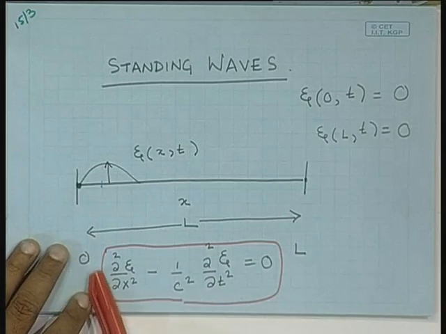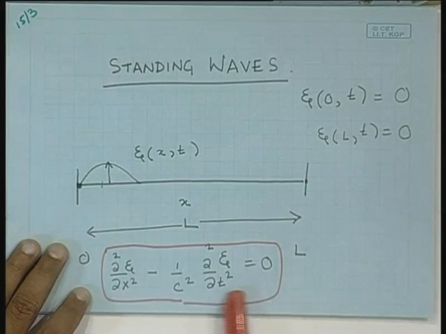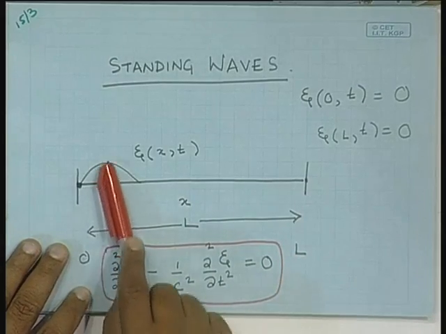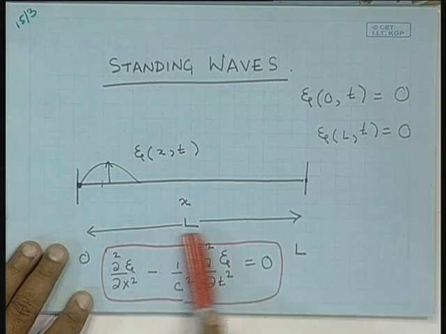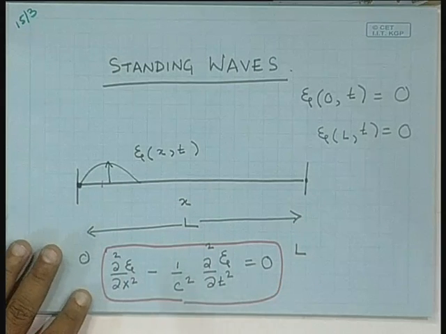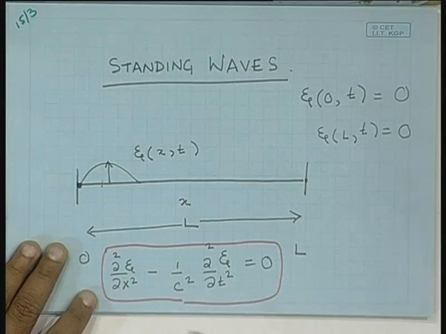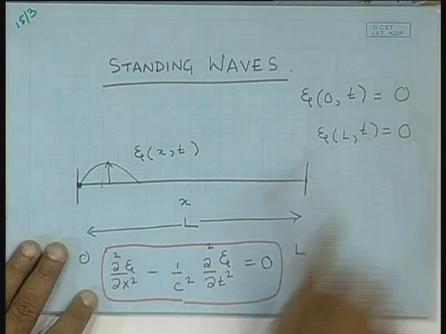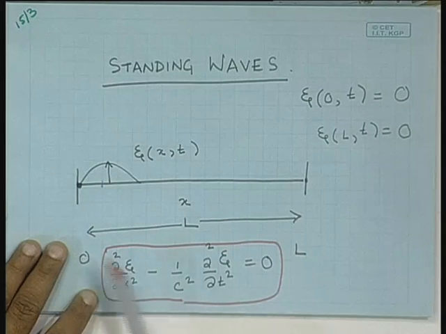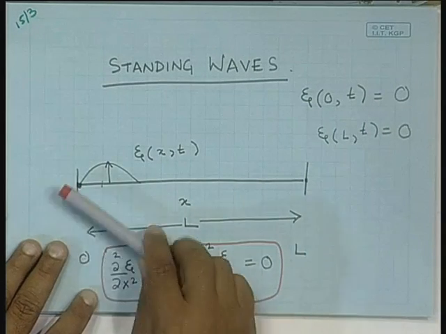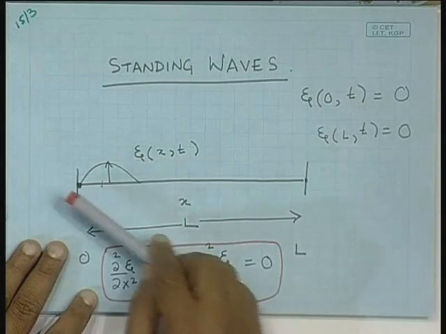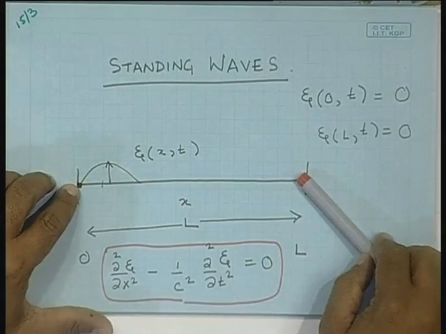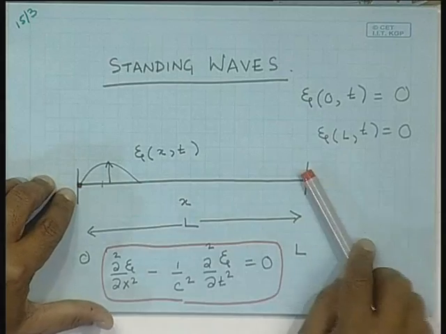So, we are looking for solutions of this wave equation because the transverse displacement, the disturbance is governed by this wave equation, but the solutions have to now satisfy the boundary conditions that the string cannot vibrate at the two ends. The two ends of the string are fixed. So, there will be no displacement at these two ends.